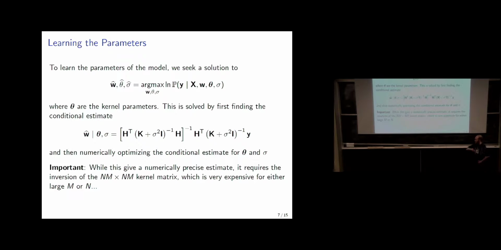And I spent a lot of time on Tuesday talking about how, yes, this gives you a numerically precise estimate, but it requires inversion of what was previously an m by m kernel matrix. Now I'm making it even worse. I'm saying it's n times m by n times m, where n is the number of target responses. So you can imagine if you have like 500 data points for 3 different series, now you're inverting a 1500 by 1500 matrix. A lot more expensive than it was before when you were just considering univariate processes.